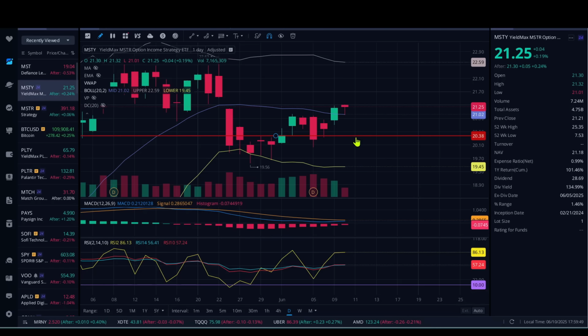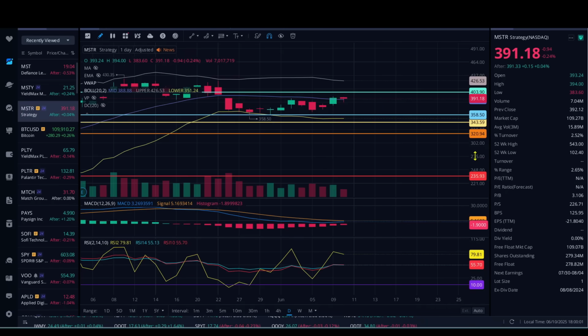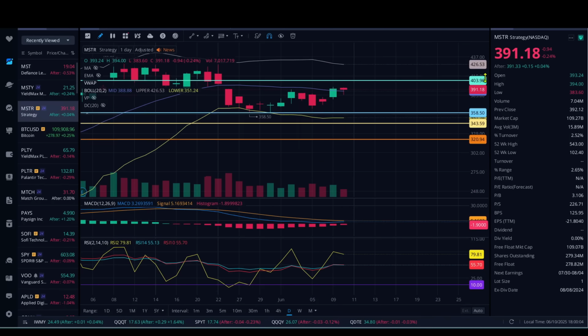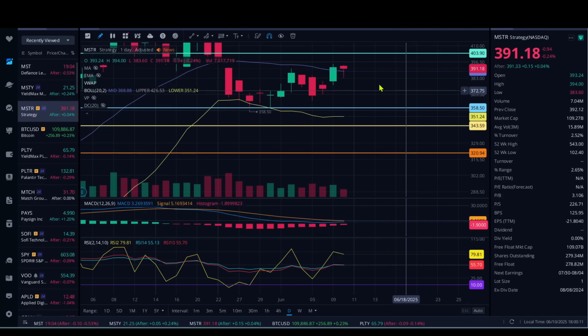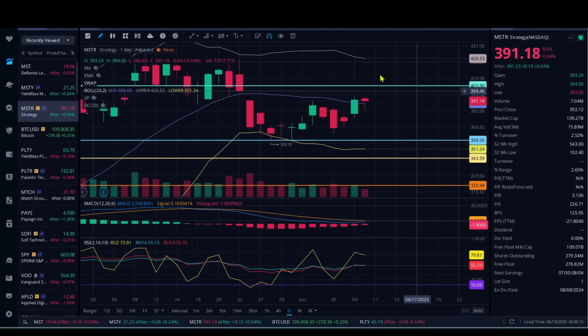And let's take a look at MSTR, because MSTY moves with MSTR. And here we are on MSTR. And let me zoom in here so we can see, and the guys in the back of the room can see the chart. So here we are, and again, I do have the Bollinger Band on.